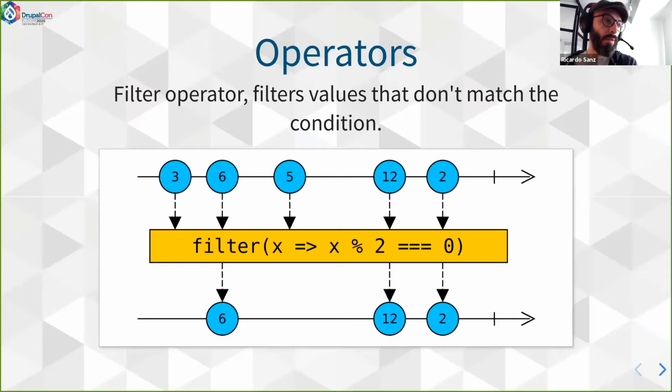In this case, the first observable emits first one numeric value, 3, then 6, then 5, then a little delay, and then 12 and 2. Then we have the filter operator that, as you can see, filters the values that are not even. So the first observable emits 3, 6, 5, for example, but the second observable will receive and emit only the 6, filtering out the number 3 and the number 5.